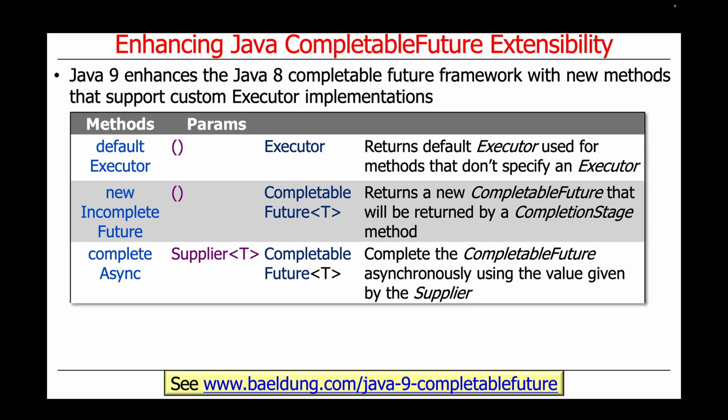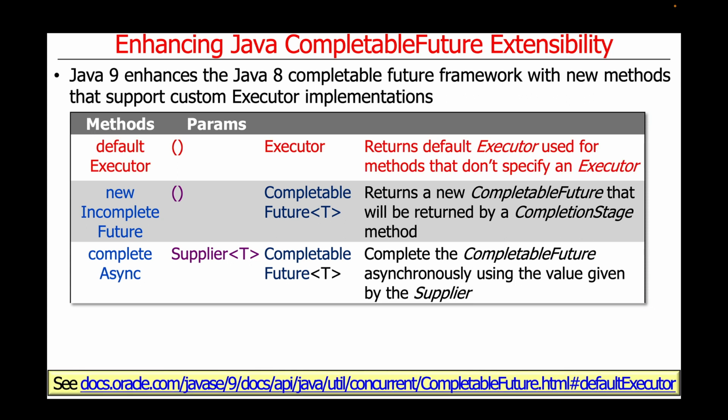You can take a look at the link at the bottom of the slide for more information about other features added to CompletableFutures in Java 9. We'll start with the defaultExecutor method. This method takes no parameters and returns an executor. In particular, it returns the default executor that's used for other methods in CompletableFutures, such as the completion stage methods that don't explicitly specify an executor.